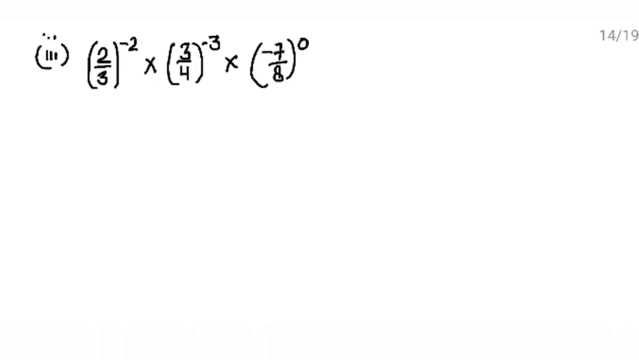Next part is 2 upon 3 raised to the power minus 2 multiply 3 upon 4 raised to the power minus 3 multiply minus 7 upon 8 raised to the power 0. Firstly, make its power positive. To make the power positive, what do you do? You write the reciprocal of base. Here base is 2 upon 3. Its reciprocal will be 3 upon 2. Now this power become 2.